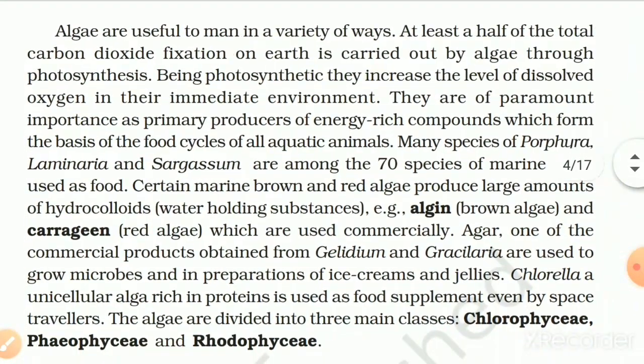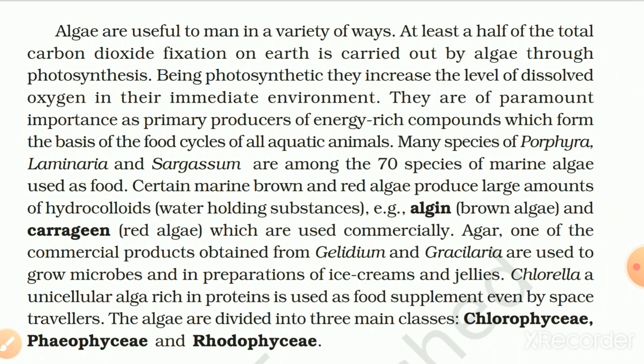Algae are useful to man in a variety of ways. At least half of the total carbon dioxide fixation on Earth is carried out by algae through photosynthesis. Being photosynthetic, they increase the level of dissolved oxygen in their immediate environment. They are of paramount importance as primary producers of energy-rich compounds which form the basis of the food cycle of all the aquatic animals. Many species of Porphyra, Laminaria, and Sargassum are among the 70 species of marine algae used as food. Certain marine brown and red algae produce large amounts of hydrocolloids, water-holding substances, for example algin from brown algae and carrageen from red algae, which are used commercially.